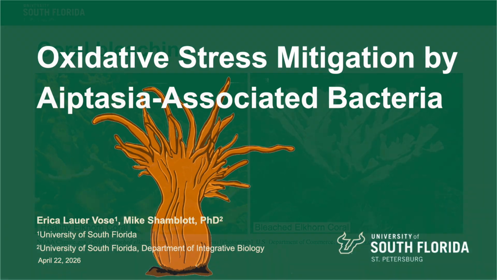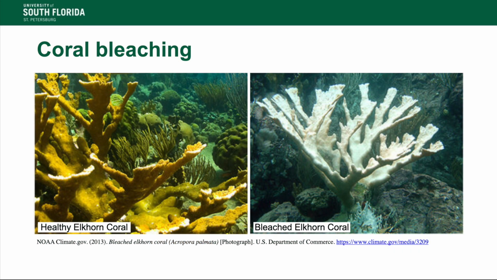The purpose of this research is to investigate ways to slow the coral bleaching process and ultimately lower coral mortality rates during and after a bleaching event. On the left here, you can see a healthy elkhorn coral, and on the right, a bleached elkhorn coral. Coral bleaching happens when ocean temperatures rise and coral expel their algal symbiont, Symbiodinium.